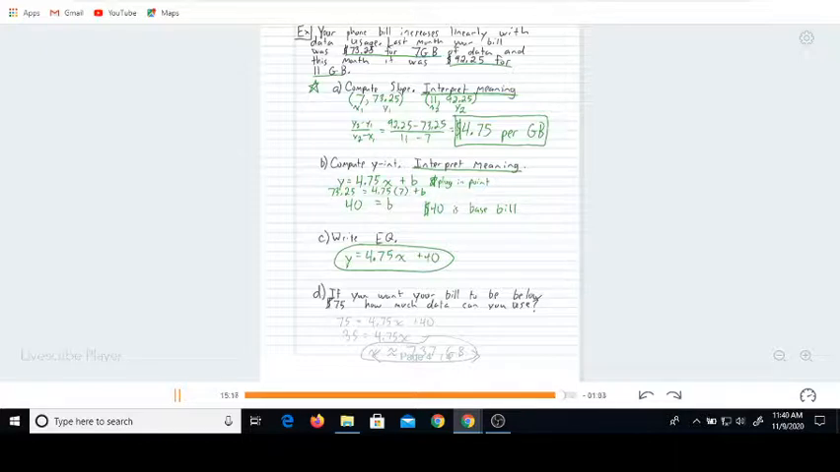So if you want your bill to be below $75, how much data can you use? Well, we set 75 in for the y value and solve for the corresponding x value. Let's go ahead and solve that equation real quick. So that's 35 equals 4.75x. If your base bill is $40, that means you can afford $35 worth of data, which translates into x is approximately 7.37. So you can afford up to roughly 7.37 gigabytes of data.